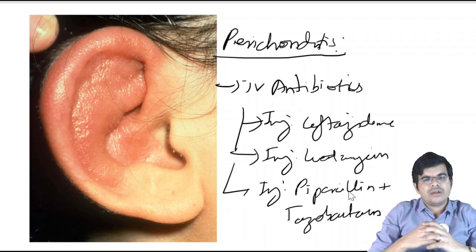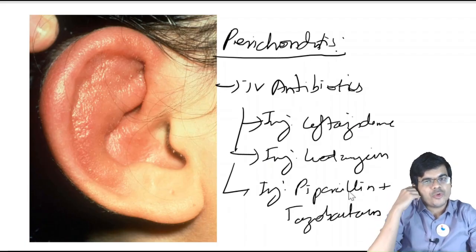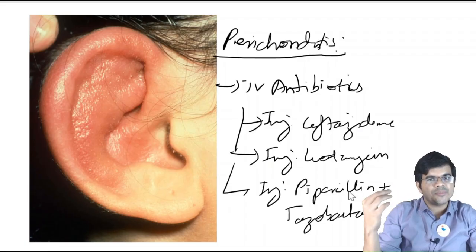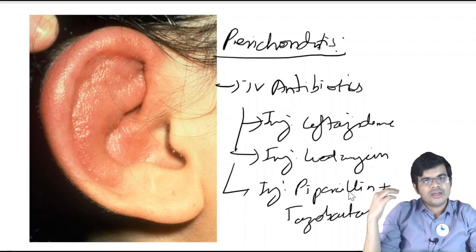Sometimes you will need to make a window in the pinna and remove the cartilage from that area if it is severely necrosed and causing problems. That is a drastic measure which is taken when the perichondritis is not improving in spite of IV antibiotics. So that's about perichondritis of the pinna.